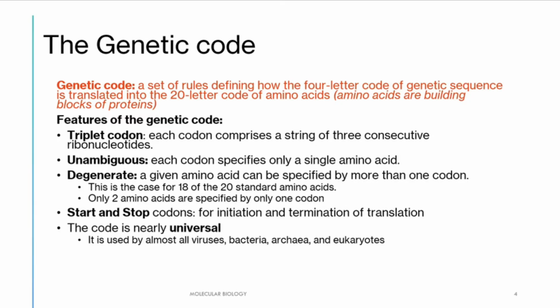Now, in this set of genetic codes, there are some very special codons called start and stop codons. The start and stop codons tell the translation machinery where to initiate and where to terminate the translation process. The start codon codes for methionine, which is one of the 20 amino acids coded by the genetic sequence, whereas the stop codon does not code for any amino acid.